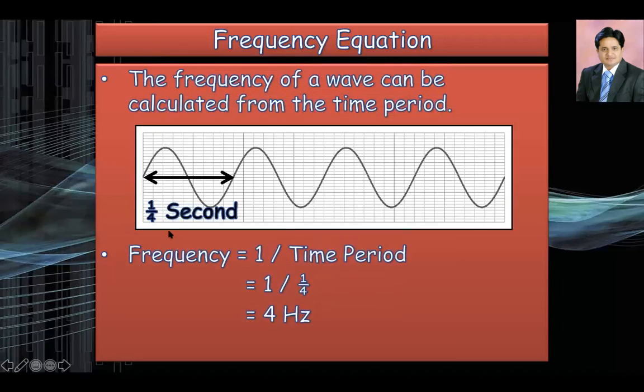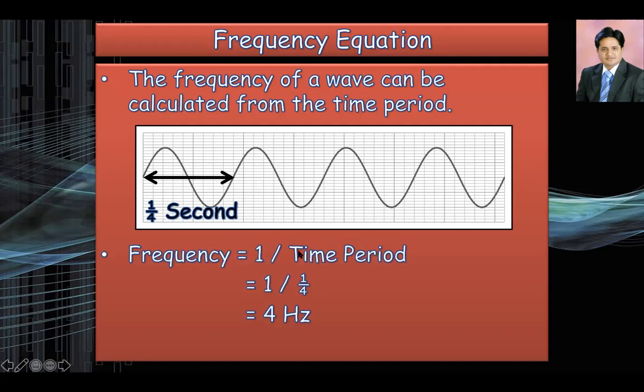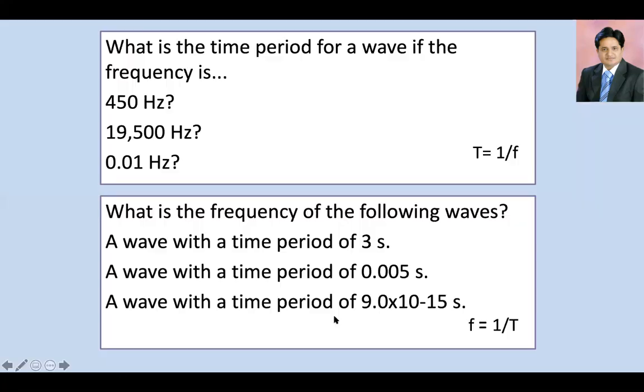Now, sometimes you might be asked to calculate the frequency from the graph. Look at this graph, and you see this time period is 1/4 of a second because this entire graph is 1 second. So there are 4 waves, 1, 2, 3, and 4. Once you're asked to calculate the frequency, frequency is 1 divided by the time period. So time period for one wave is 1 over 4, and that gives you 4 hertz.